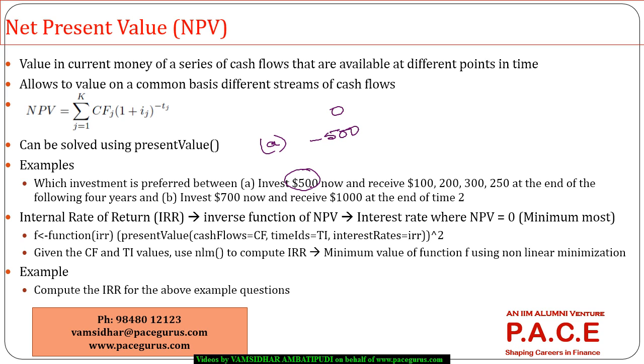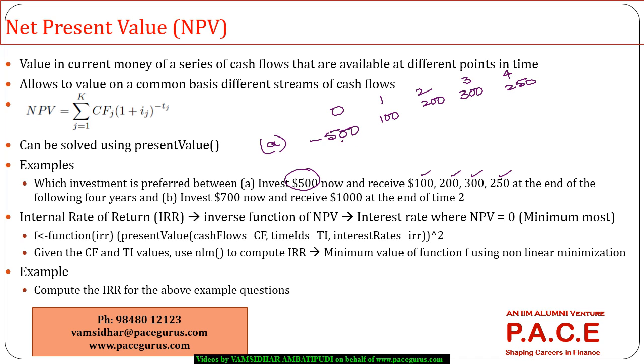At time period 0, I have invested 500. I receive 100, 200, 300, 250 at the end of the following 4 years. So at the end of 1 year, I am receiving 100. At the end of 2 years, I might receive 200. At 3 years, I will receive 300. And at the end of 4 years, I am receiving 250.